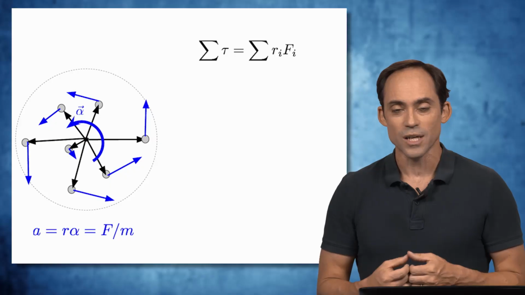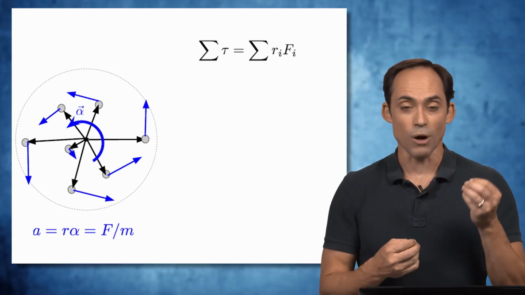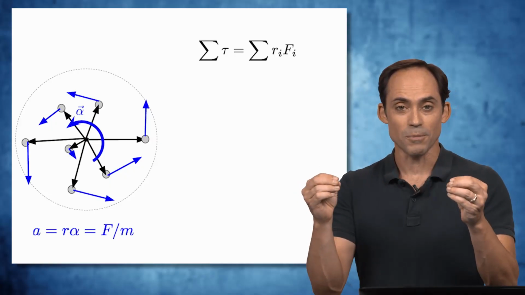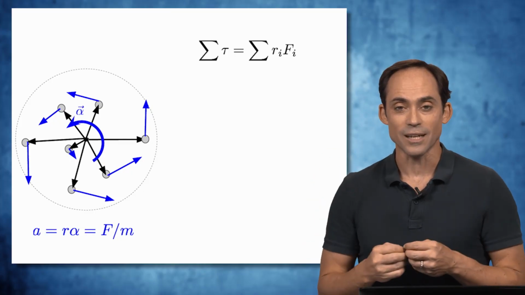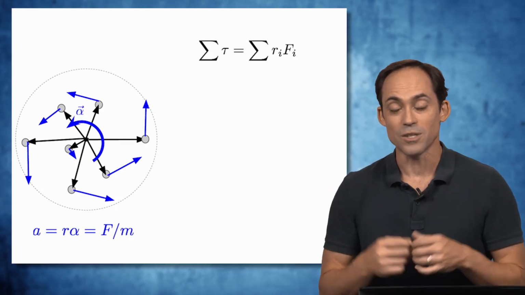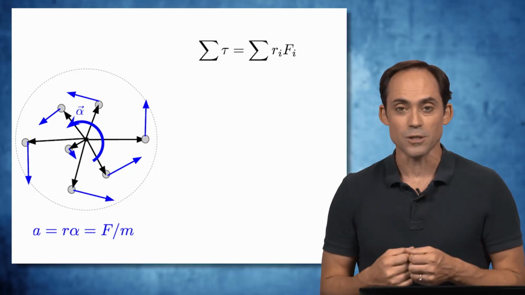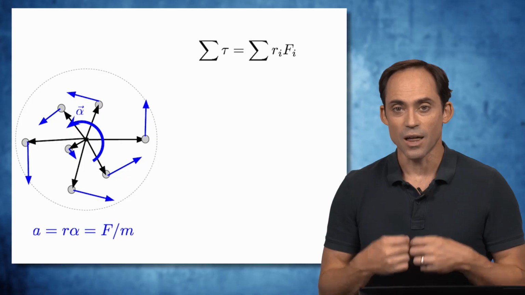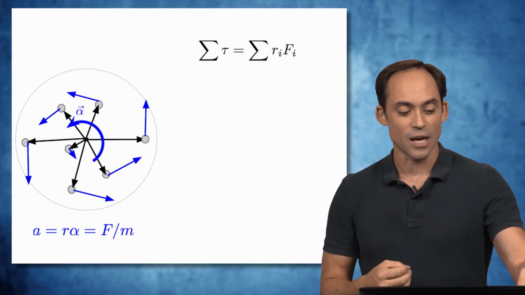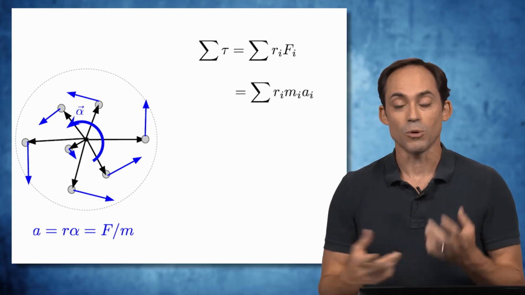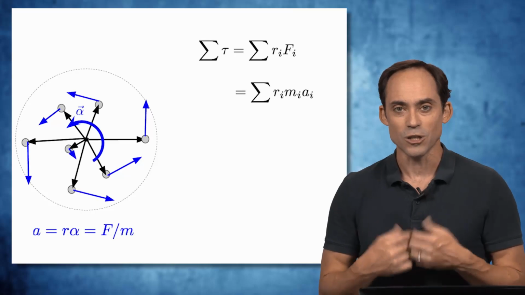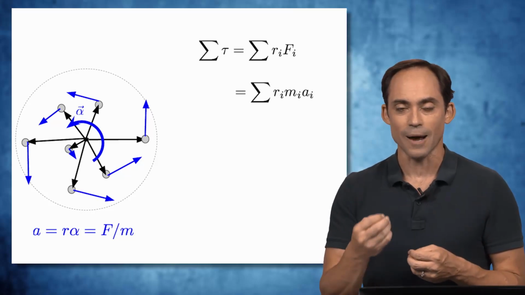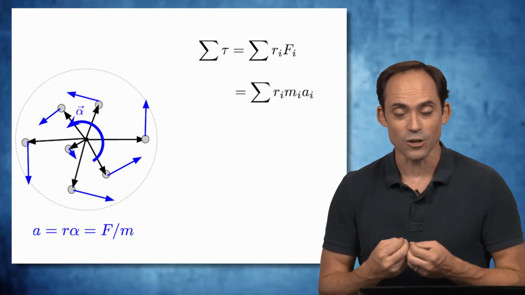The sum of the torques is just equal to the sum of the products of the separation from the center of mass times the force that's acting on that object. And I should say, if these are masses sitting on a table, that force is probably something like friction force that's keeping the object moving in a circle. Those forces, multiply those together, you're going to get, replace the force with mass times acceleration, and you get a sum of, again, the mass times the position times the linear acceleration.